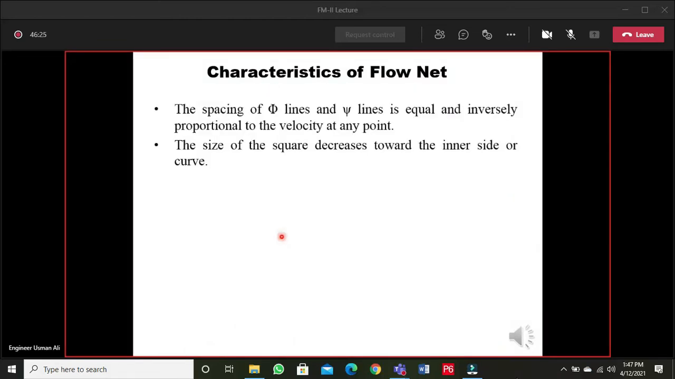The spacing of phi line and psi line is equal and inversely proportional to the velocity at any point. तो मैंने पहले एक्सप्लेन कर दिया, जहाँ velocity ज़्यादा होगी स्पेसिंग कम हो जाएगी, और जहाँ velocity कम होगी वहाँ स्पेसिंग ज़्यादा हो जाएगी. The size of the sphere decreases towards the inner side of the curve.